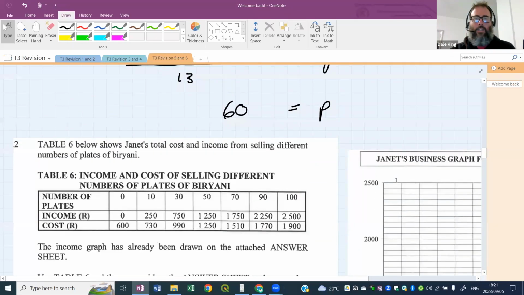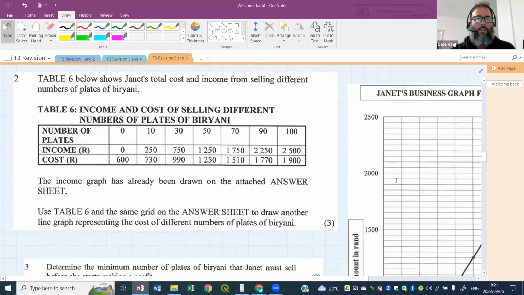Now, let's get down to what you guys know as break-even analysis. So here we go. They say table 6 below shows Janet's total cost and income from selling different numbers of plates of biryani. All right, so this is income and cost here.